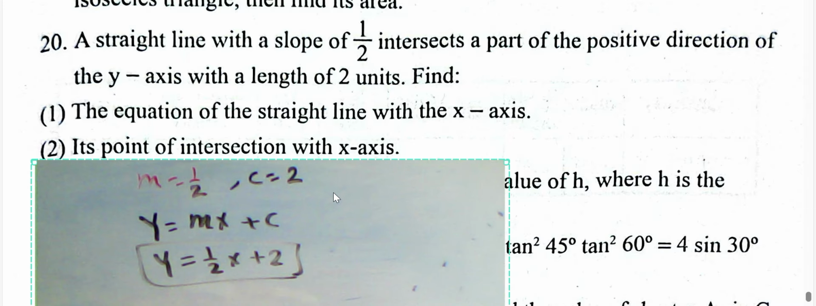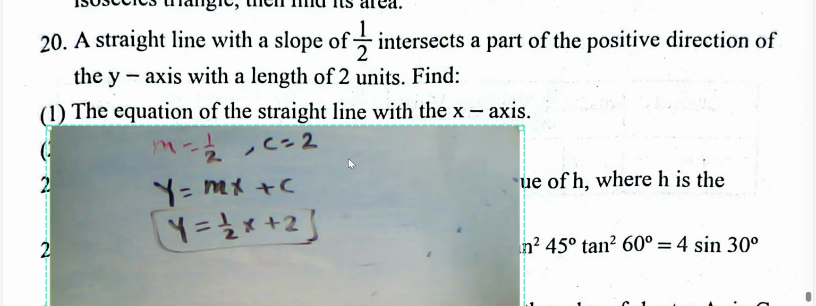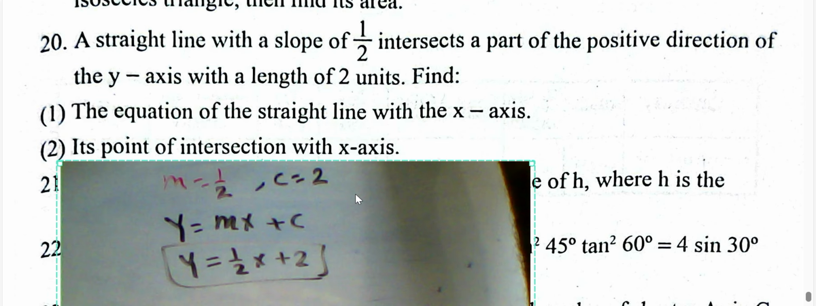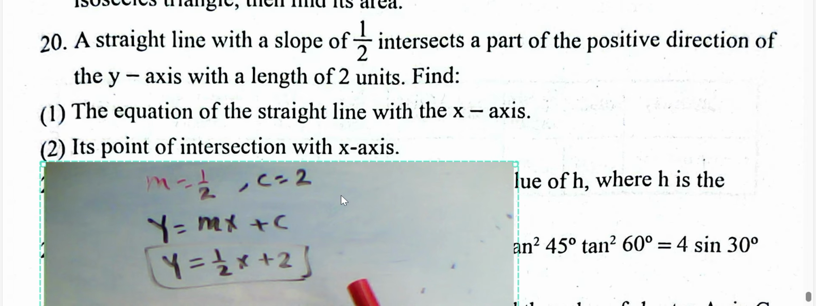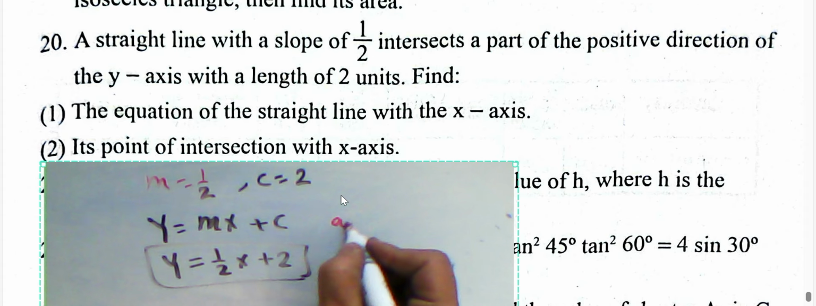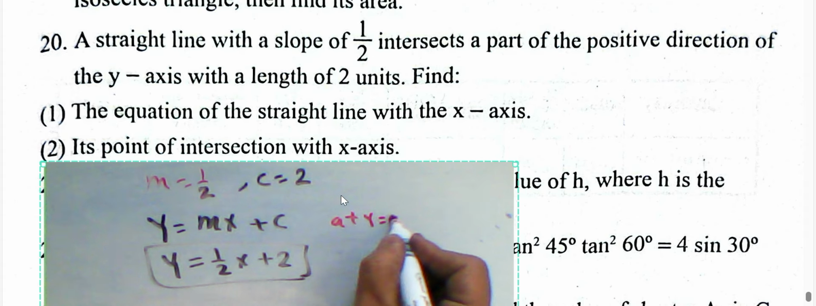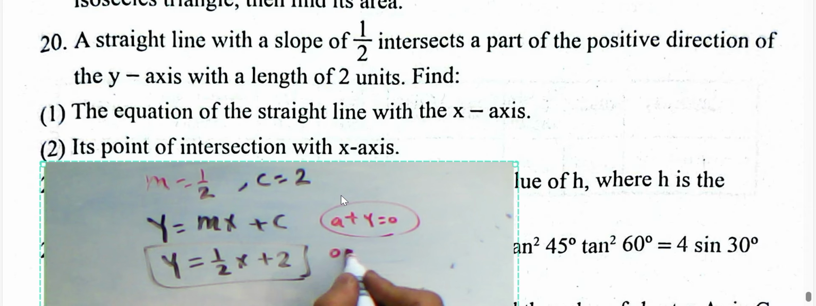Number 2, the point of intersection with the x-axis. We want to find it for the line y equals half x plus 2. At the intersection with the x-axis, put y equals 0. Then 0 equals half x plus constant, so half x equals negative 2.